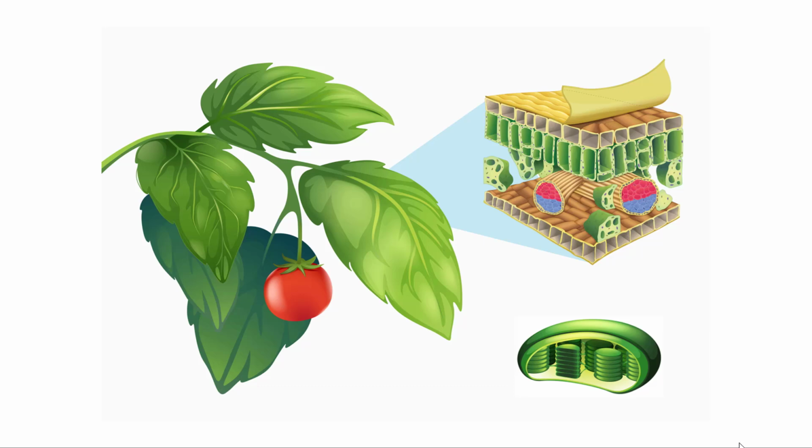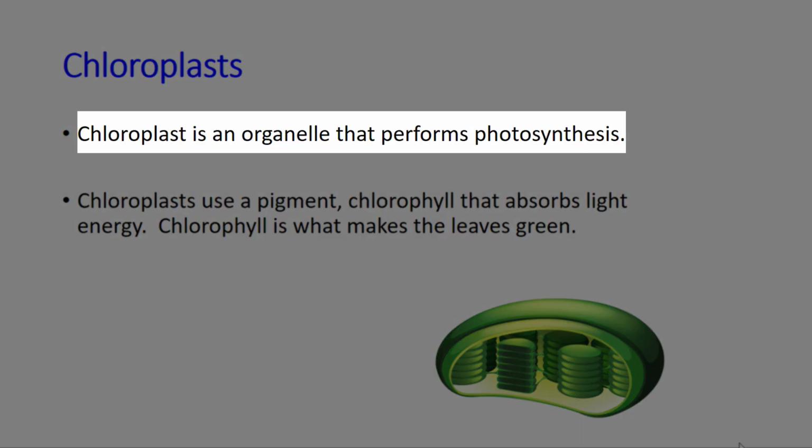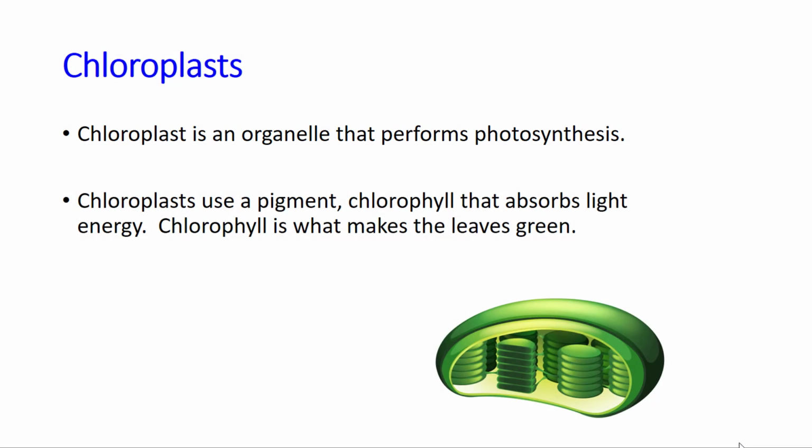So here's a leaf, and on the top right you can see a cross section of that leaf, and that green section at the top is called palisade mesophyll cells. Those cells have the most chloroplasts. Most of the photosynthesis happens there. Chloroplasts are where photosynthesis actually happens. Chloroplasts use a pigment called chlorophyll. It's what makes the plant green, and that chlorophyll pigment absorbs sunlight.